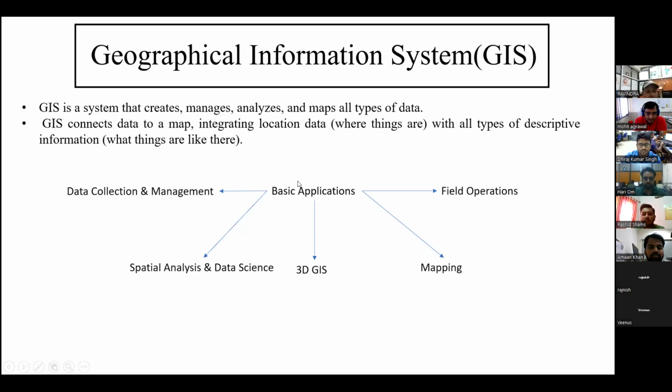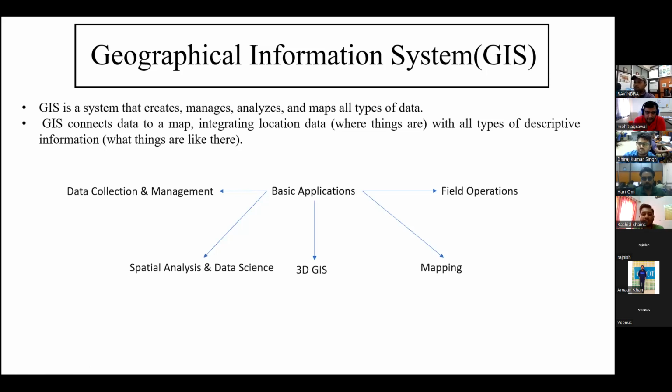Some of the basic applications of GIS are data management and data collection. We can display data, understand patterns in data, plot data, map data, use maps, use remotely sensed data and satellite imagery, and combine those imagery. We can also use 3D GIS. So in this tutorial session, I will be focusing on spatial data and mapping.